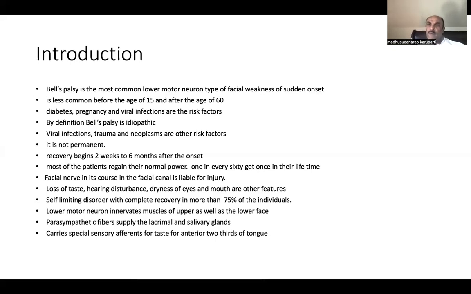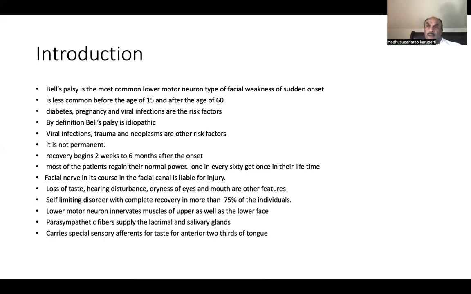Besides the involvement of the muscles of facial expression, it may also be associated with dysfunction of the salivation, okay, dysfunction of the tears production, that is due to the involvement of the lacrimal glands, and associated with the disturbance of taste in the anterior two-thirds of the tongue.